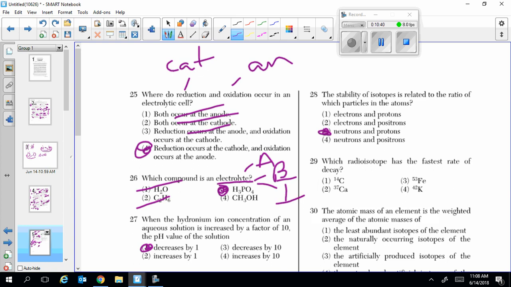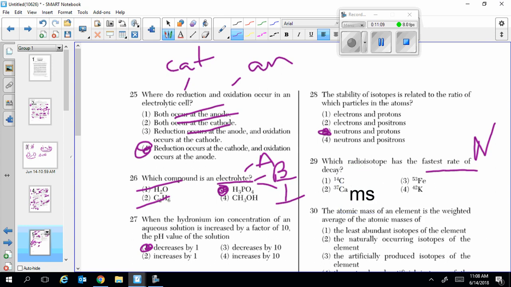All right, which radioisotope has the fastest rate of decay? I need to go to Table N and look it up. So, carbon-14, I'm just going to write them right next to it. All right, carbon-14 is 5,000 years. That's really long. Calcium-37 is a millisecond. This one right here I'm writing millisecond next to.